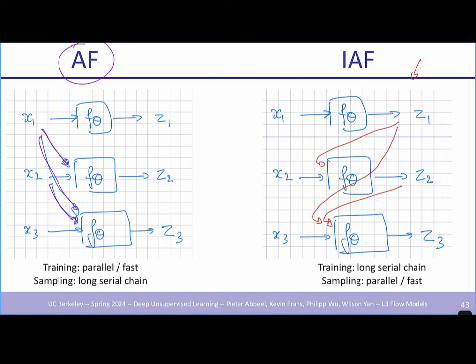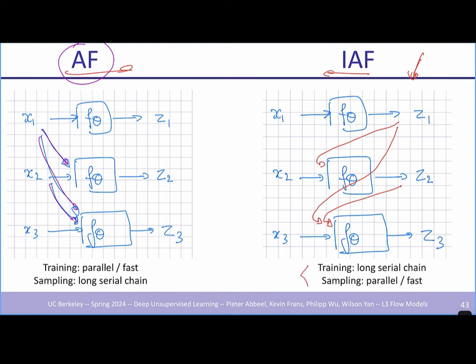But compute-wise, it's different, because now, in an IAF, you can sample effectively everything in parallel. Once you have all your Z's, which you can sample all in parallel, when you invert, you can go right through to get all the X's. You don't need to wait for X1 to generate X2 and so forth. So sampling is fast, and here the forward mapping is fast. Fast means parallelizable. You do it all in parallel.